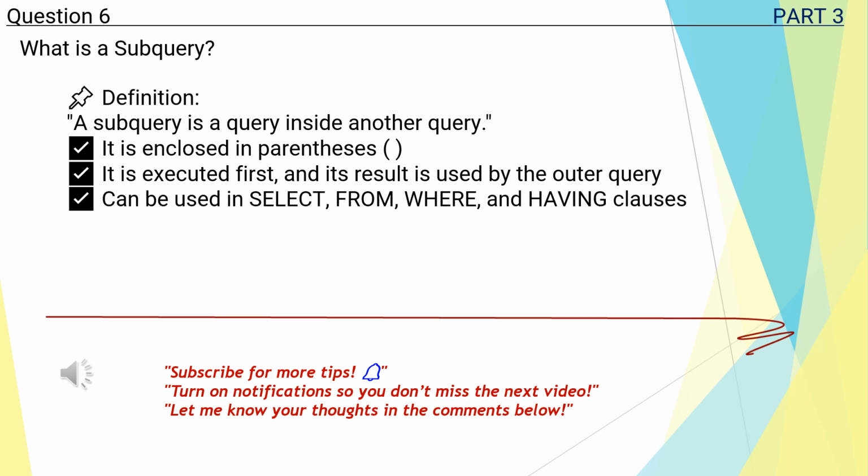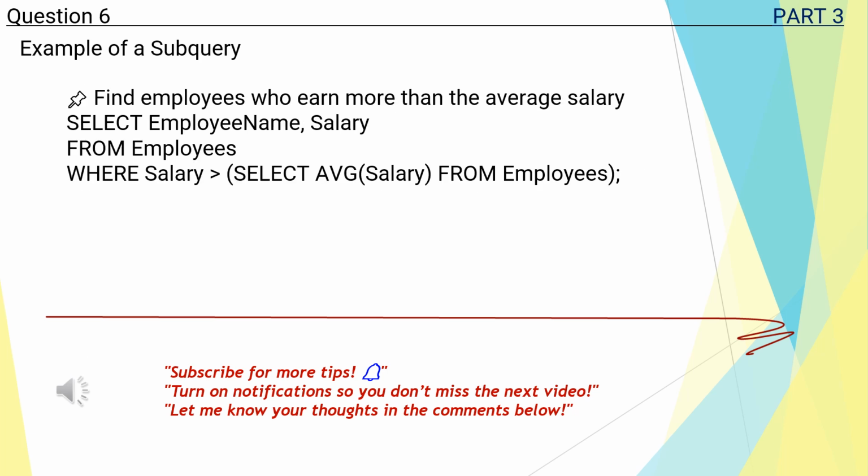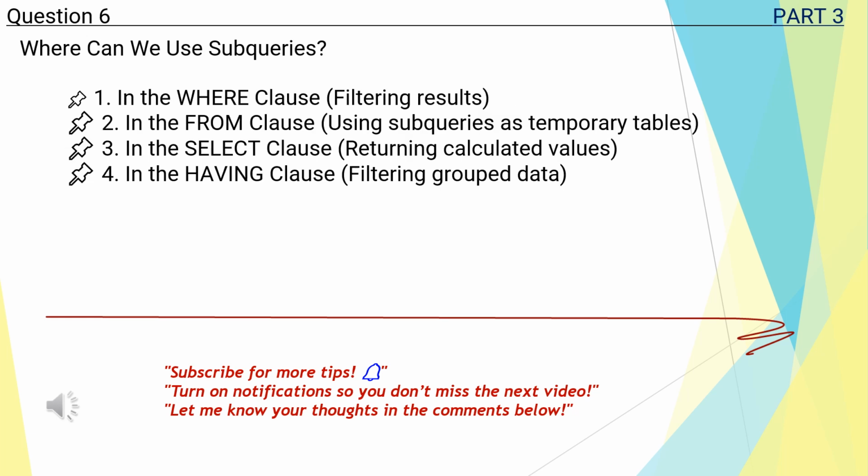We can use subqueries in different parts of an SQL statement such as SELECT, FROM, WHERE and HAVING clauses. Let us say we want to find employees whose salary is greater than the average salary. First we calculate the average salary using a subquery. Then the outer query selects employees who have a salary greater than this value.